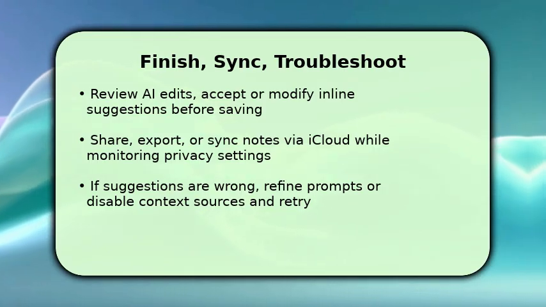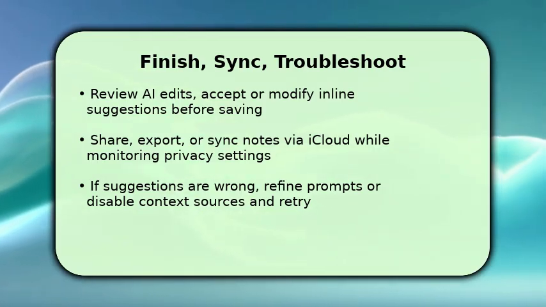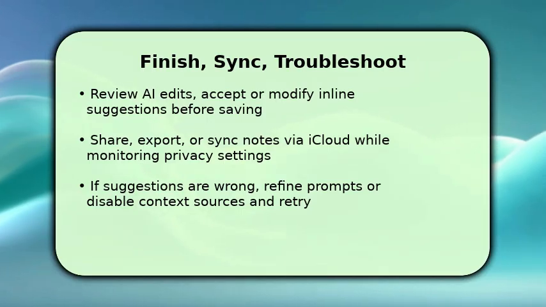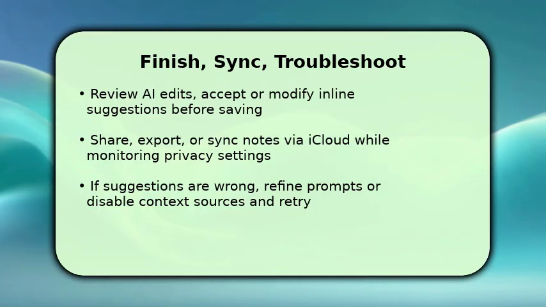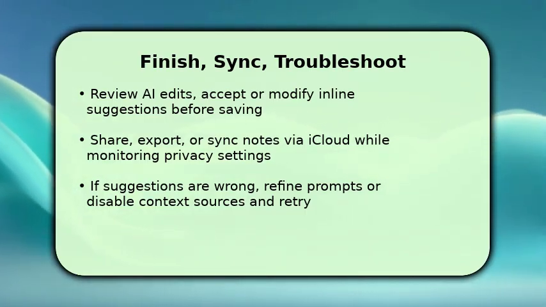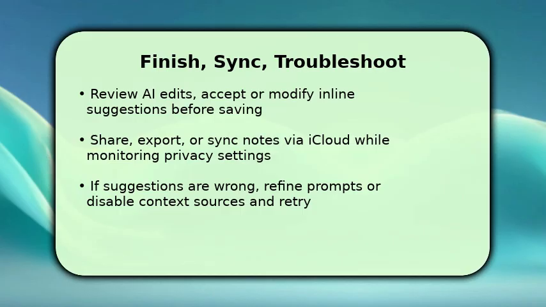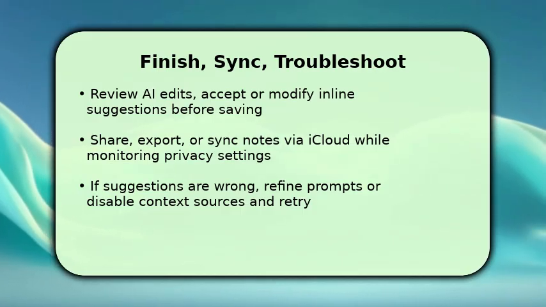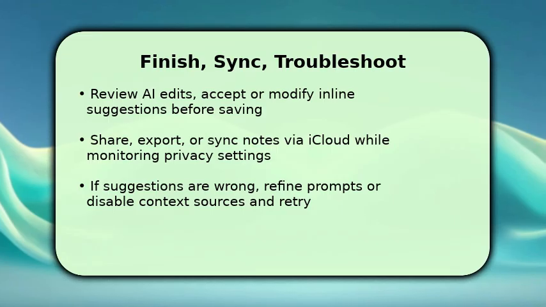Make sure the note syncs to iCloud if you need access across devices, and check privacy toggles for what context the assistant may use. If output is off, restate the task more precisely, provide a short example, or temporarily disable attachments as context and try again. A single clear prompt revision often fixes accuracy issues.